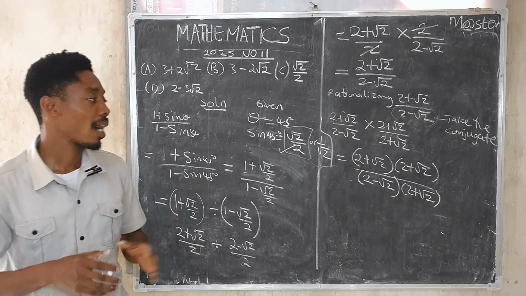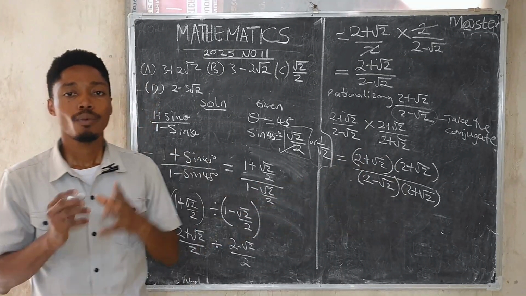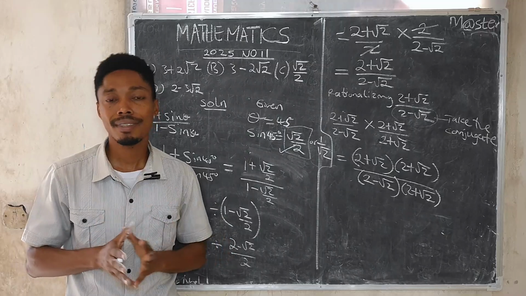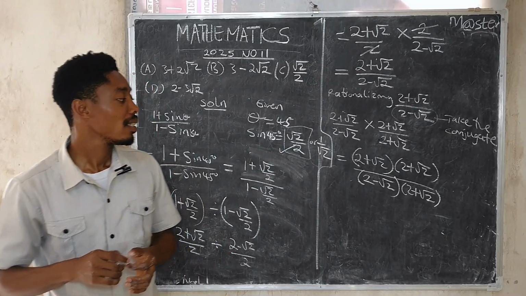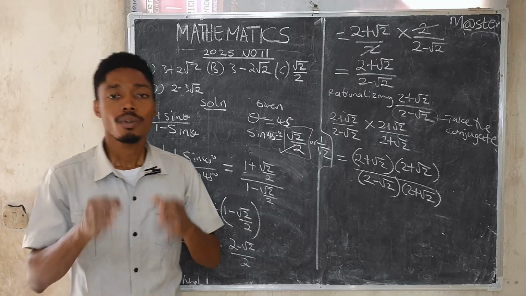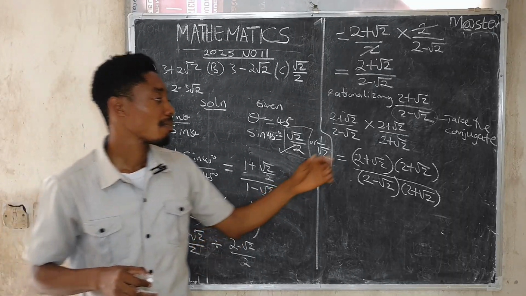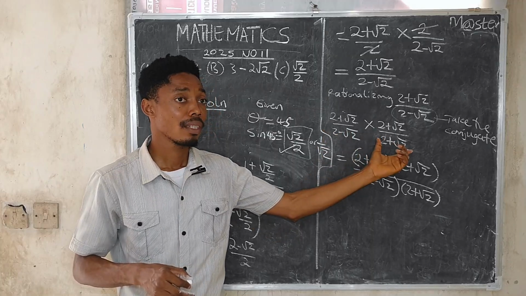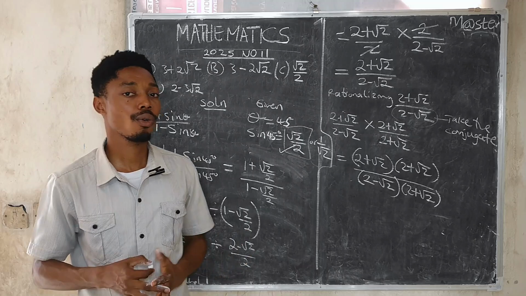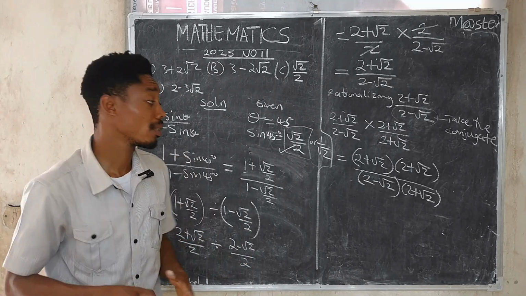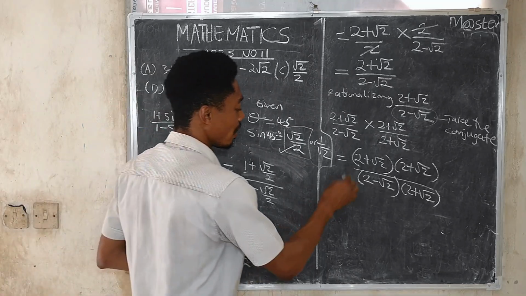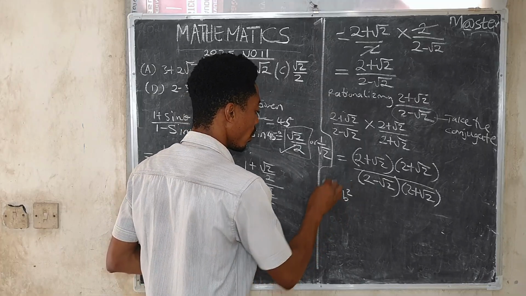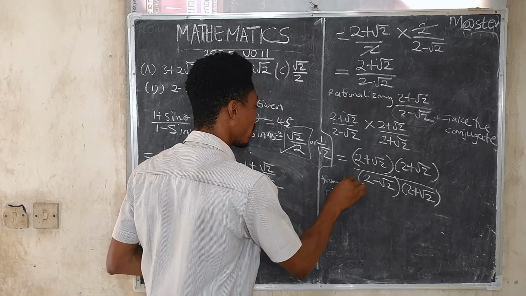When you are multiplying the denominator, one thing you should note is that whatever you have in the denominator is a difference of 2 squares. What do I mean by that? I multiplied the denominator by its conjugate. The result is a difference of 2 squares. That always happens. What do I mean by difference of 2 squares? Difference of 2 squares, that is a square minus b square.